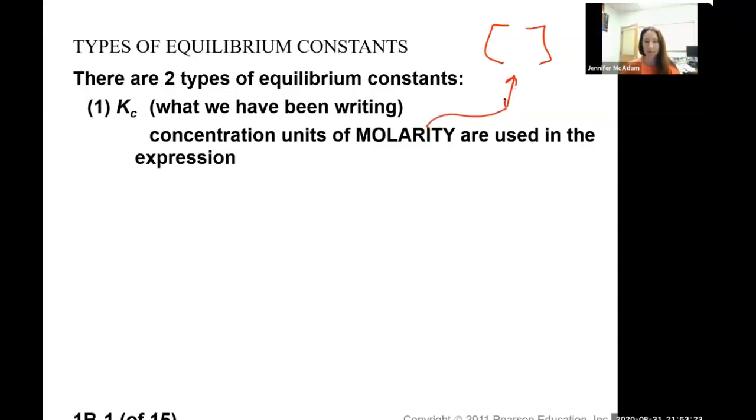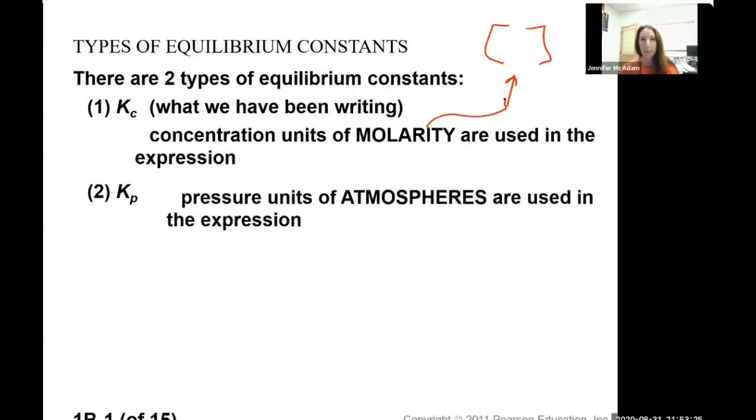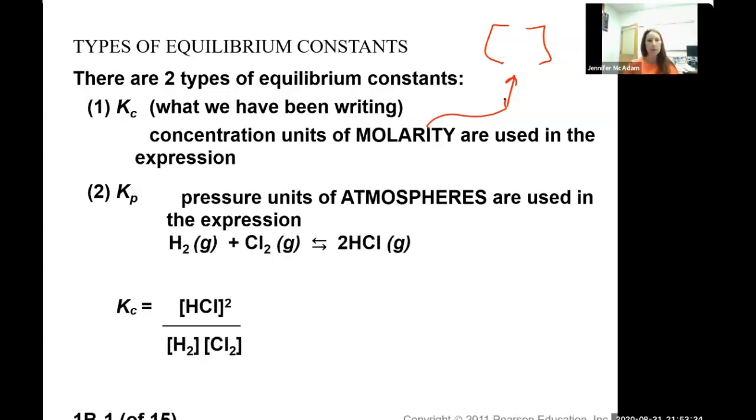It means molarity. Kp, pressure. P's always atmospheres, right? Always atmospheres. So if you're going to write these, just remember products raised to the coefficients over reactants raised to the coefficients, right? So you can write this either way. You can write it with Kc's, which would be concentrations, or Kp's, which would be pressure.